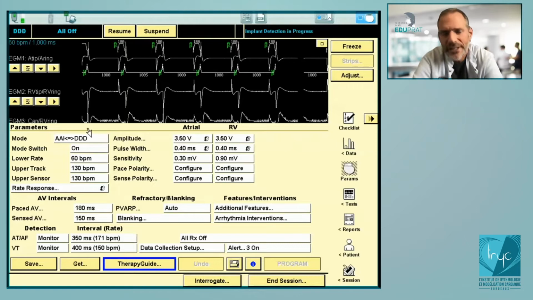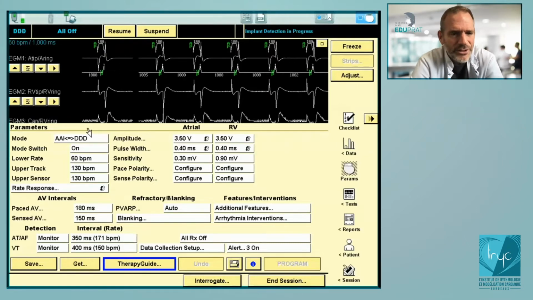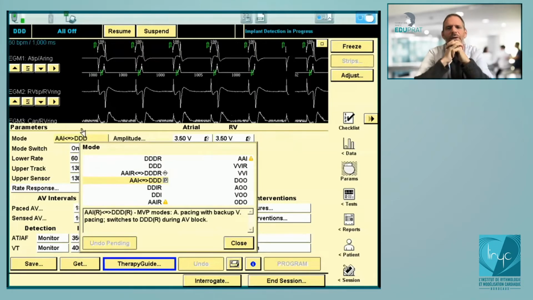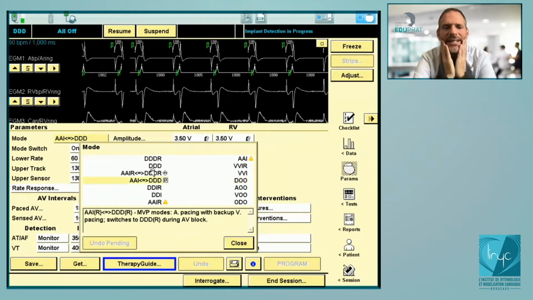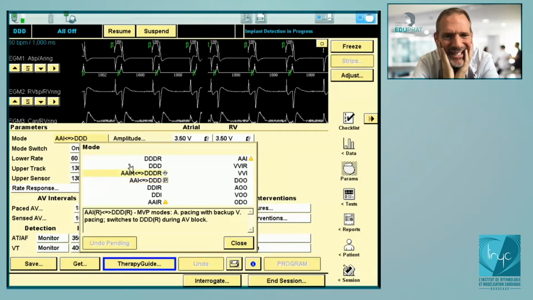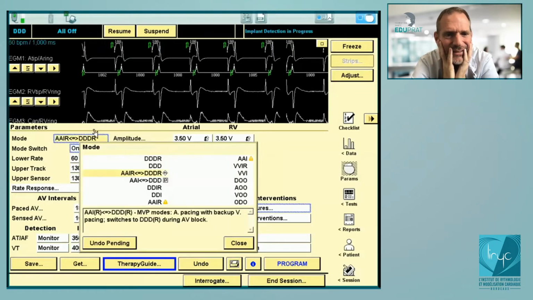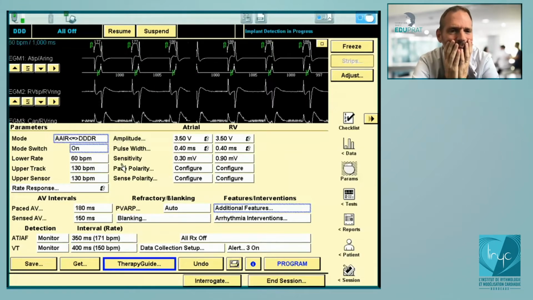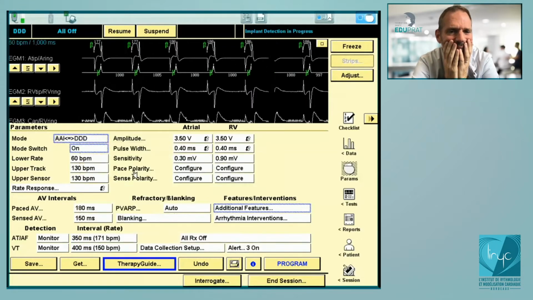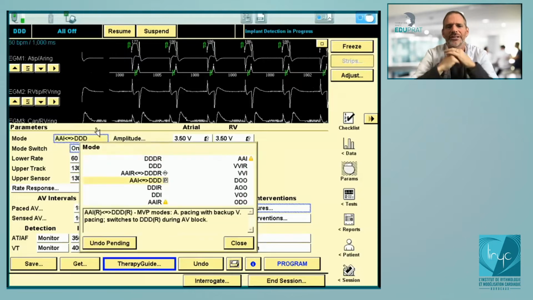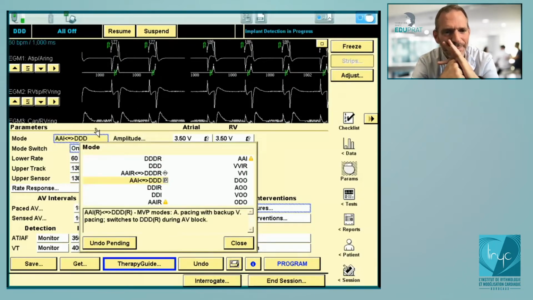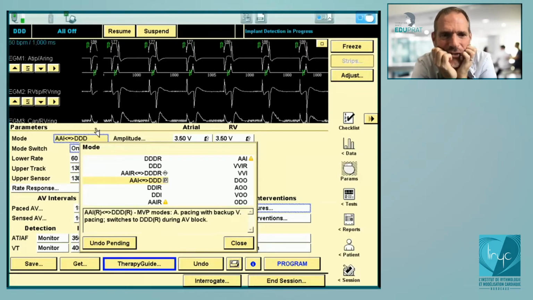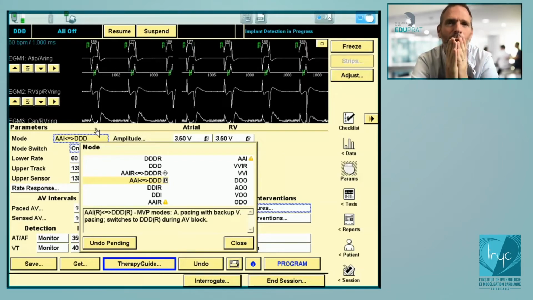The first very important point, of course, is the mode. So if you click on the mode, you see now that the nominal programming is AAI DDD. Okay, AAI DDD. Do not change, please. So AAI DDD, that's a nominal programming.